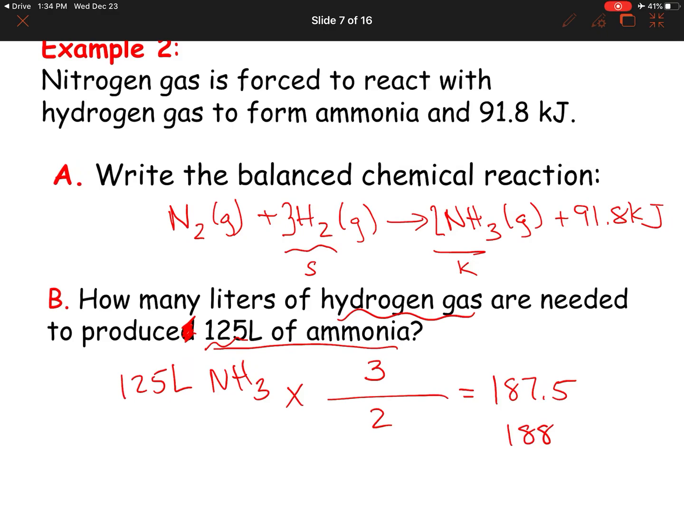And my units are going to be liters of hydrogen. Okay, pretty easy. It's just a conversion factor. They're not all this easy.